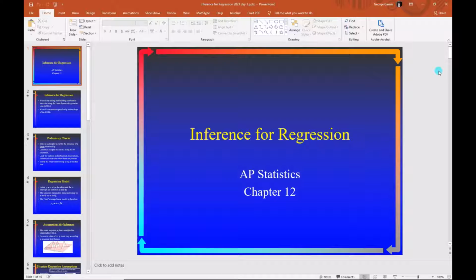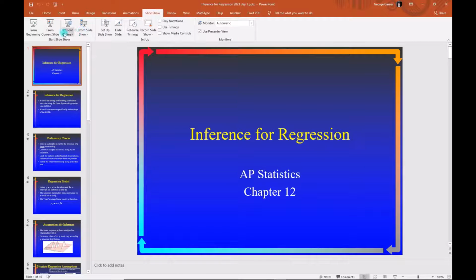Okay, so we're moving away from bivariate scatter plots and making predictions and moving into inference. The material that we covered before this was all in chapter 3. Now we're up to chapter 12, and we're going to be looking at inference for regression. So let's jump in and see what we've got here.